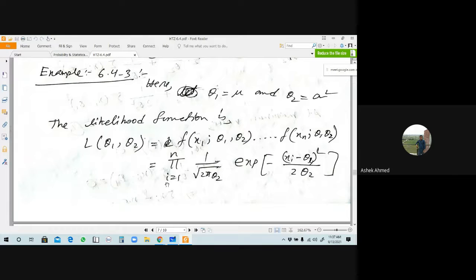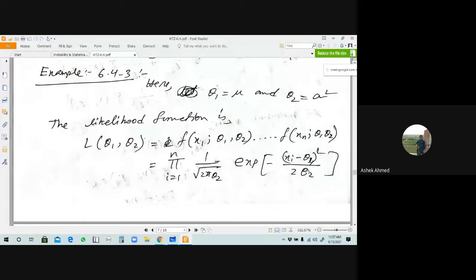Okay, the values of pi, here 1 up to n. This will be 1 by root over 2 pi theta 2 into e to the power minus (xi minus theta 1) whole square divided by 2 into theta 2.